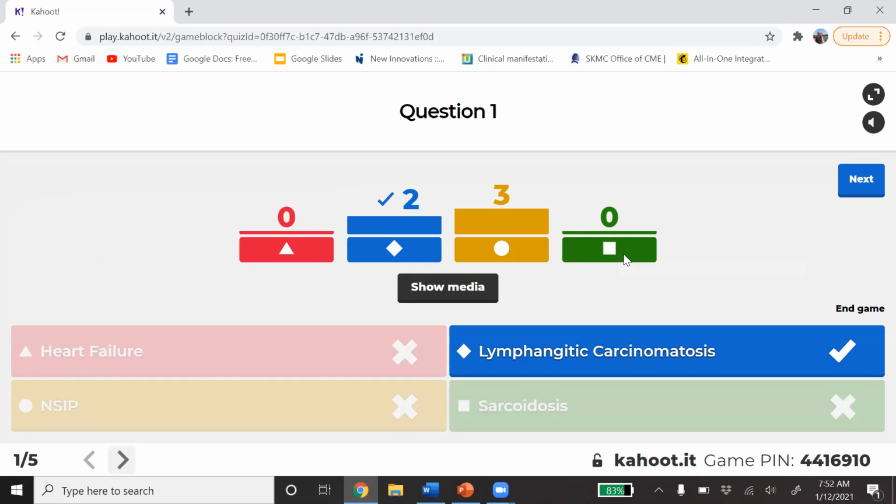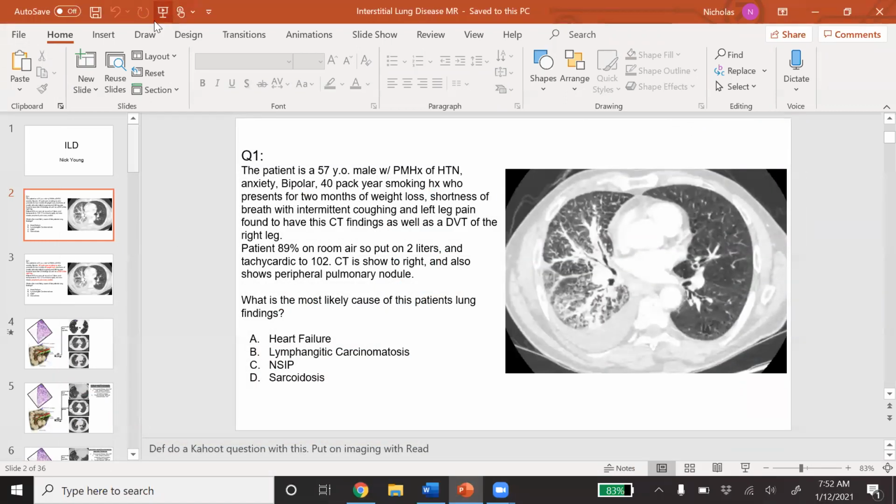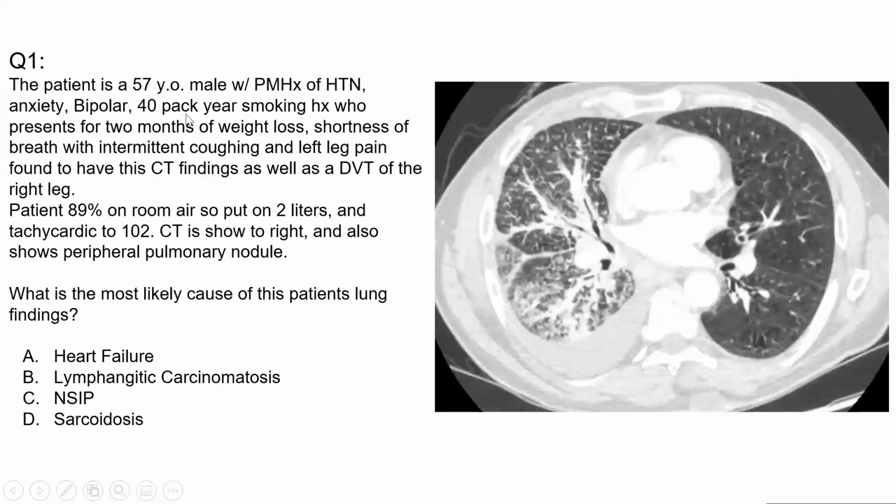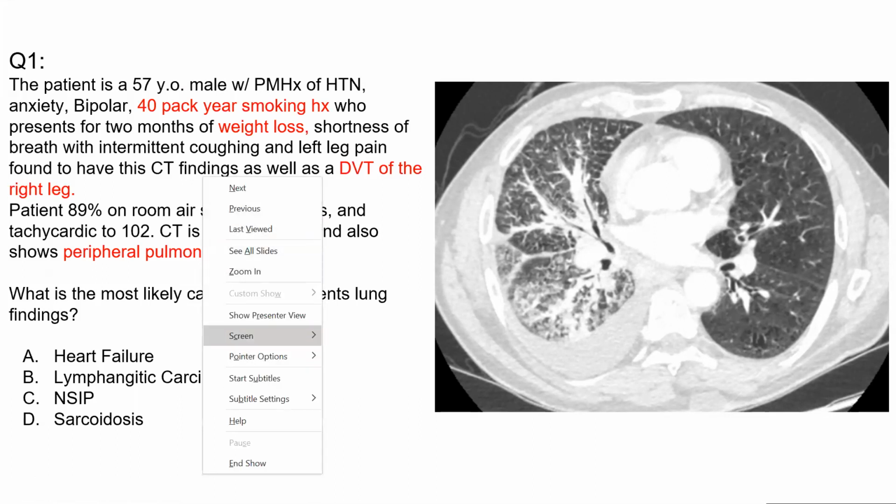All right, so it's split a little bit across the board. This is good. This is why we've got to go over this. This one is actually lymphangitic carcinomatosis. This is something I had really not seen before I saw this patient in the hospital. So what is lymphangitic carcinomatosis? It's really malignancy spreading to the lymphatics in your lungs.